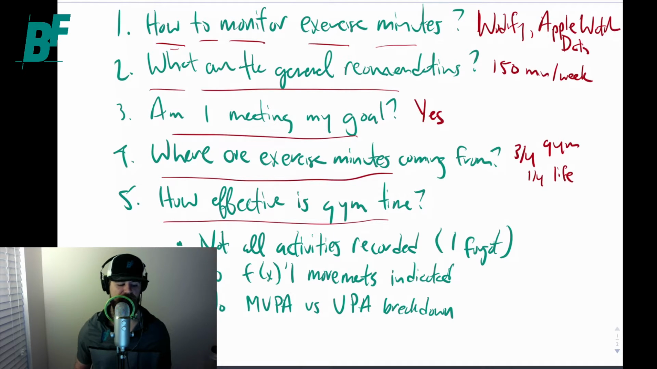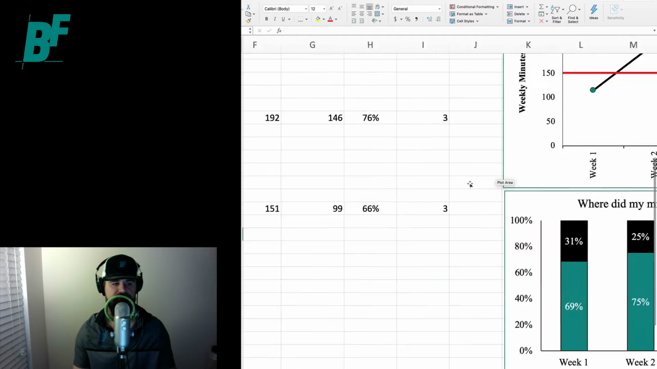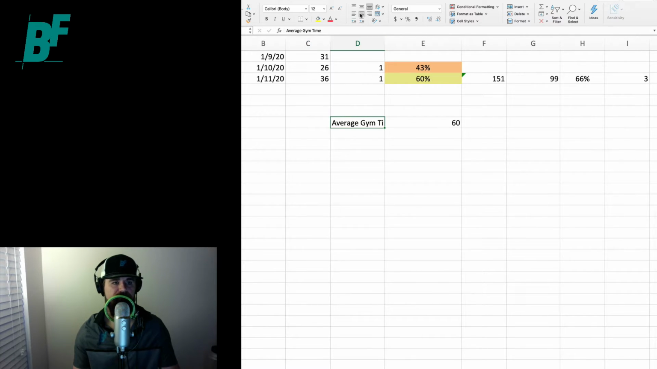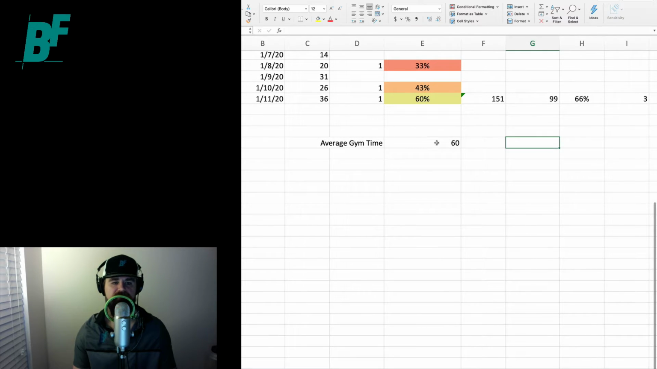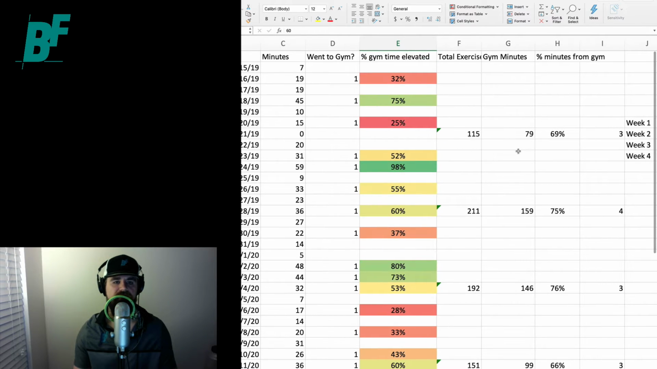There we go. Now the last question: how effective is my gym time? So now I want to look at average gym time. Let's say you go there for an hour each day. How many of those minutes are actually spent elevating that heart rate? Because that's the name of the game. Doesn't matter what you do in general. To get the health benefits, you want to be efficient with that time there. So this is where I looked at my gym time, and the percent of that time that my heart rate was elevated.